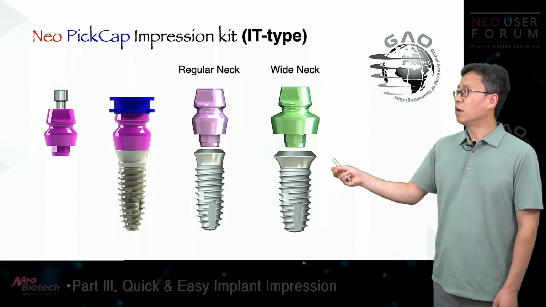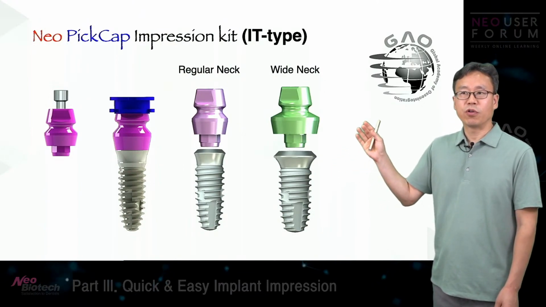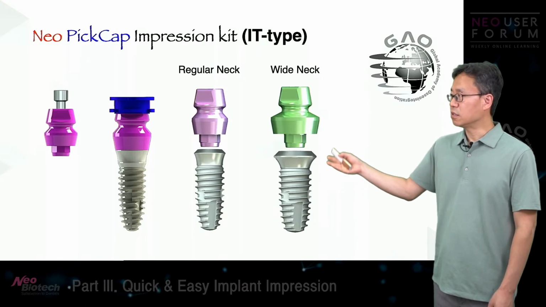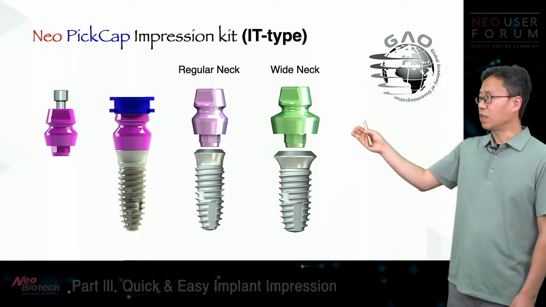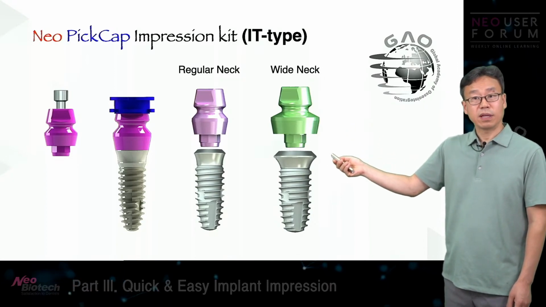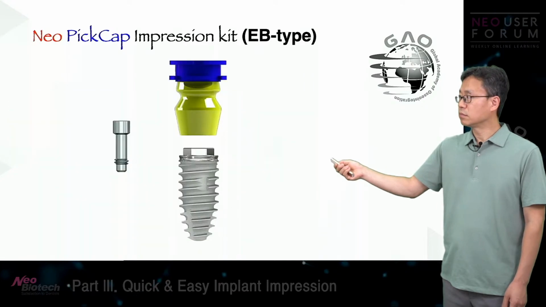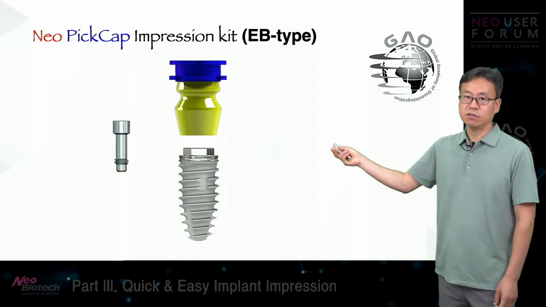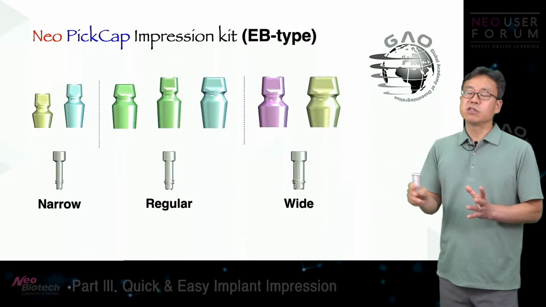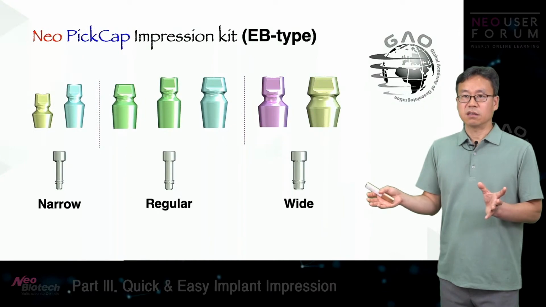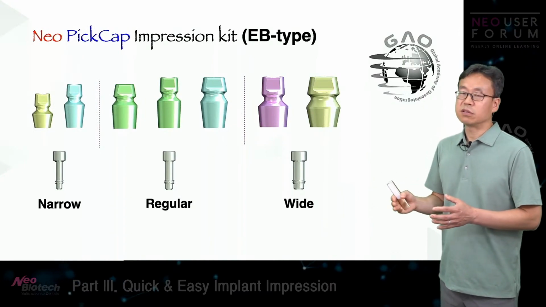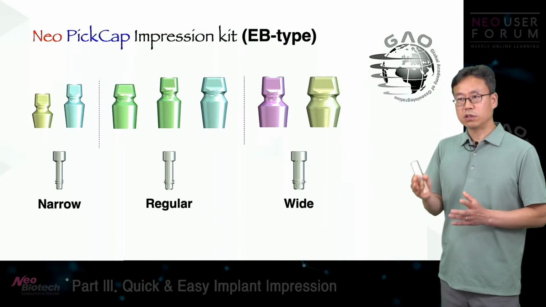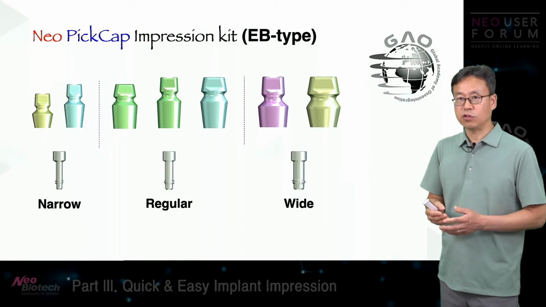We now have the PCAP impression kit for both ITI and external connections. This happens to be one for the ITI type implant. It's pretty much the same, and again, this is for external connection. The principle is the same. We just need to apply these three different kits depending on what type of internal connection you use.